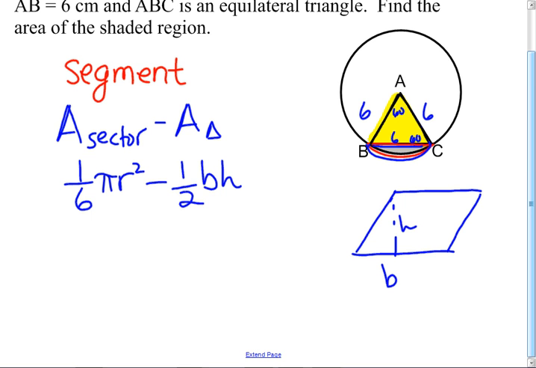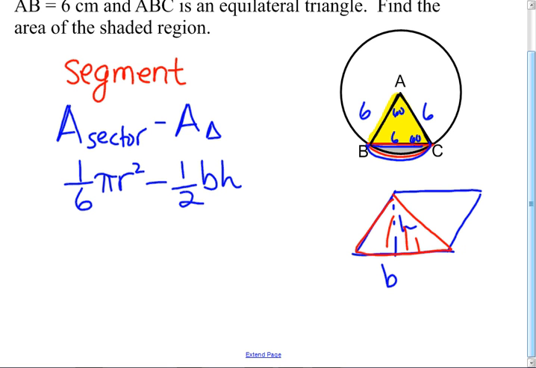What's the area of a parallelogram? Base times height. What's true about a triangle? It's what part of that parallelogram? Yeah. That's why it's 1/2 base times height. You can remember base times height. You've been doing that for years. Okay? Okay. So I need to know the radius.